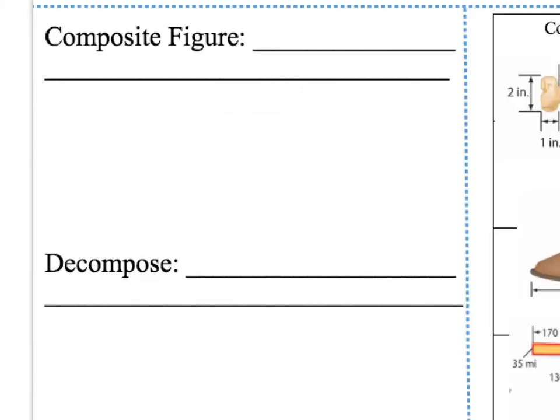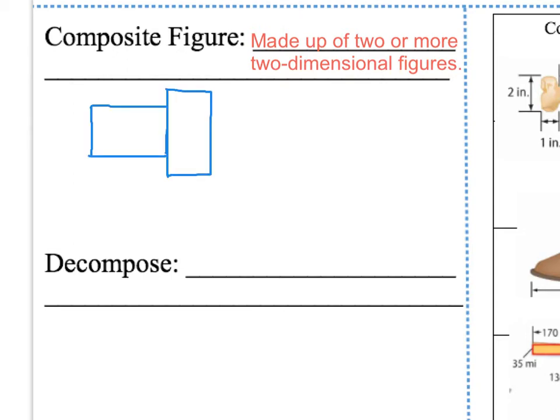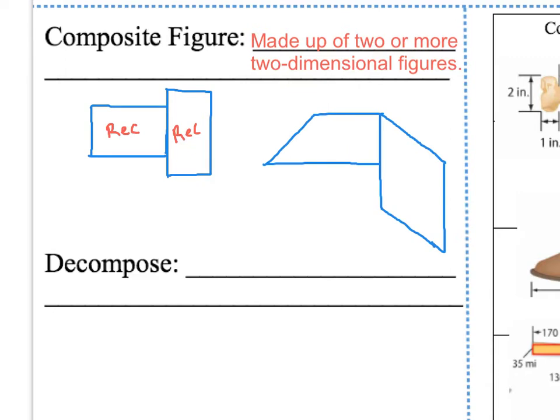The first vocabulary word is called a composite figure. And a composite figure is made up of two or more two-dimensional figures. So this is a composite figure because it's made up of two rectangles. And this is a composite figure because it's made up of a trapezoid and a parallelogram. So by putting multiple two-dimensional shapes together, you will get a composite figure.